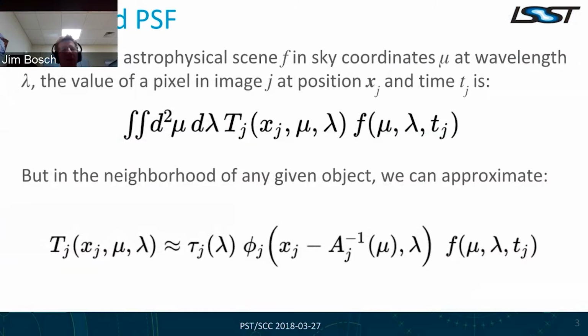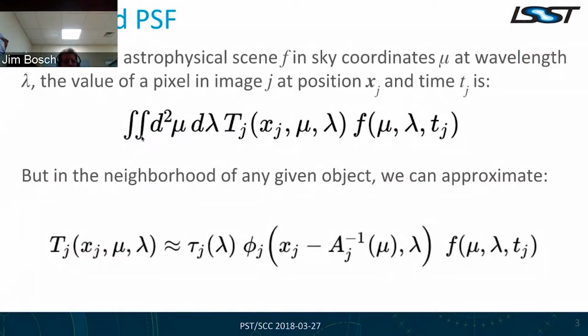So I'm going to start off by saying what we mean by WCS and PSF at sort of a low level, so we're all on the same page. So get a true astrophysical scene, some true set of galaxies and stars, in which stars are points, delta functions in sky coordinates mu, at wavelength lambda, the value of a pixel in some image j at position x, and time for the whole image is given by this integral. We have some transfer function t that we integrate over with the true scene, and we integrate over both position and pixel coordinates, and the position of the true object and the wavelength.